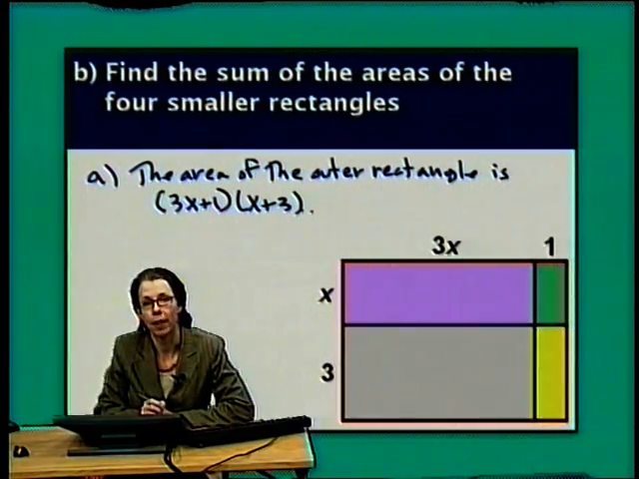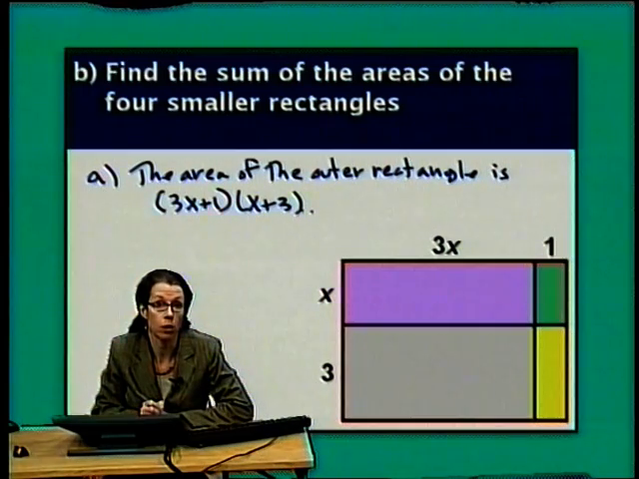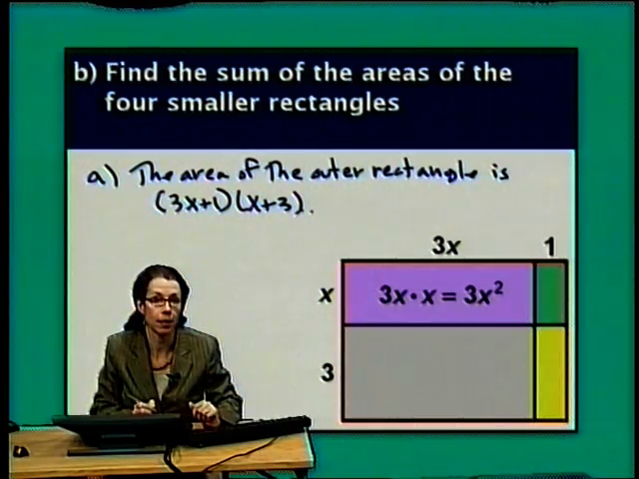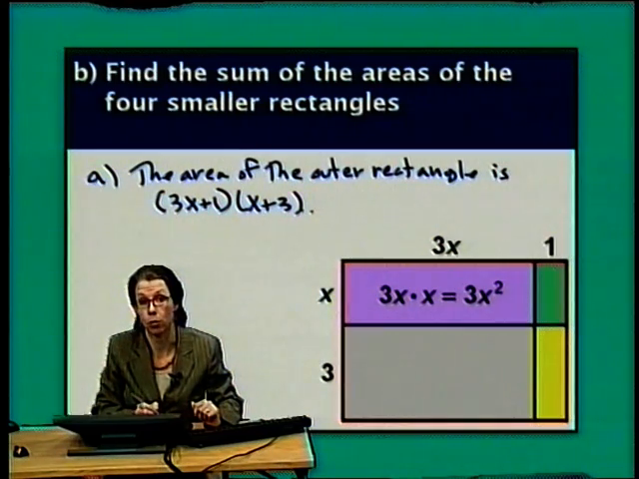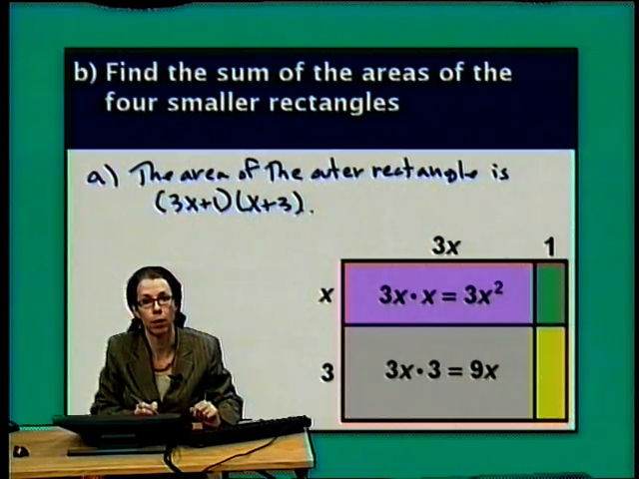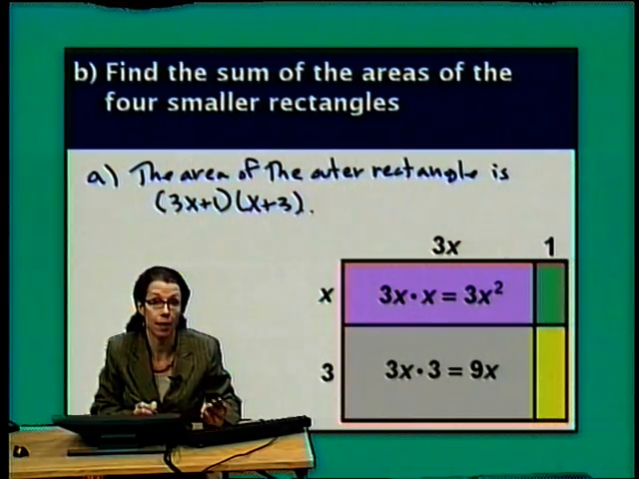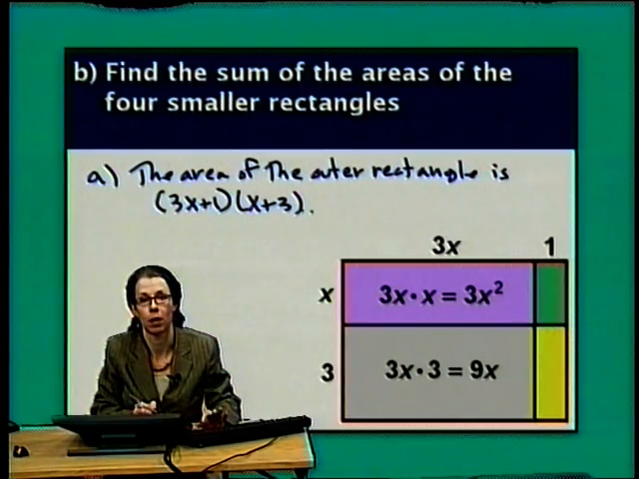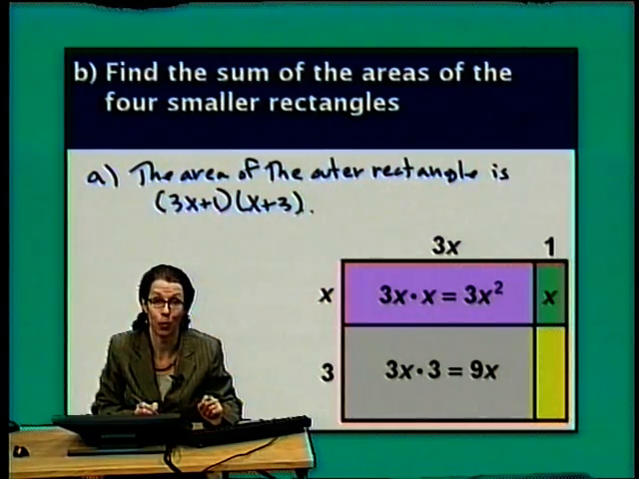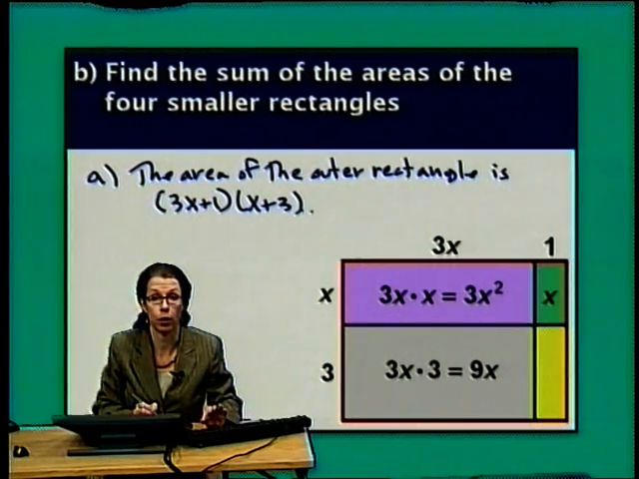Now we're going to find the sum of the areas of the four smaller rectangles. Well, let's look at the purple rectangle. Its length times its width gives us 3x squared. Let's look at the gray rectangle down below the purple one. Length times width, 3x times 3, that equals 9x. Looking at the green rectangle, the area of that rectangle is x times 1, x units. Finally, the area of the yellow rectangle, 3 times 1, is 3.